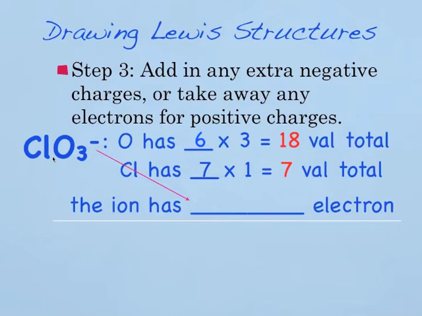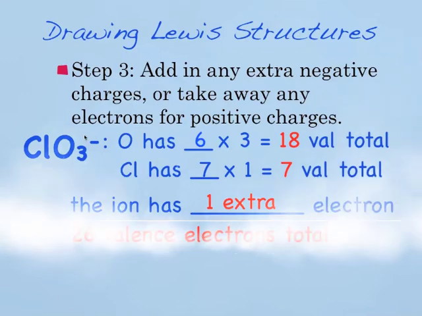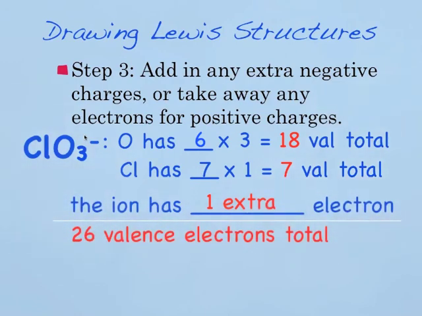The ion altogether, you might say, has 25 valence total, but you have to remember this charge here. This extra charge lets us know that we have an extra electron, and there's 1 extra. So now when we add all these numbers up, 18, 7, and 1, we are going to get, pause if you want to stop right here to see if you can figure it out. The answer is 26 valence electrons total.